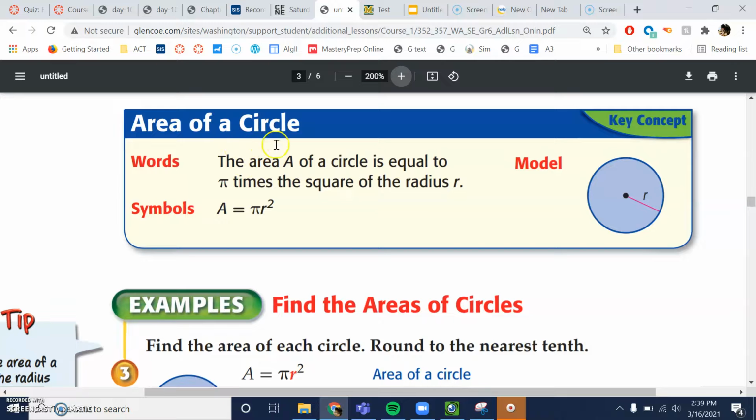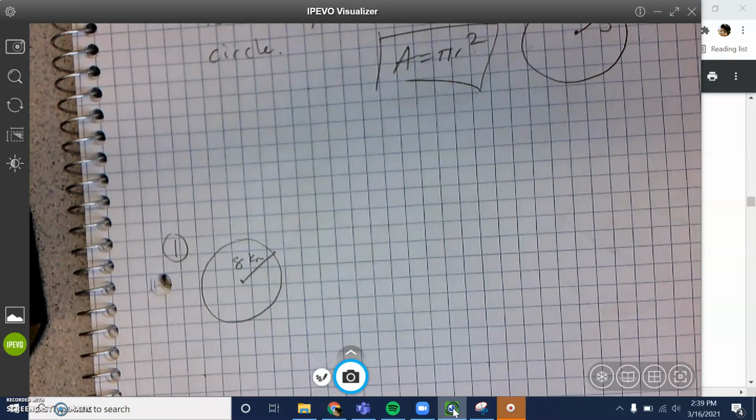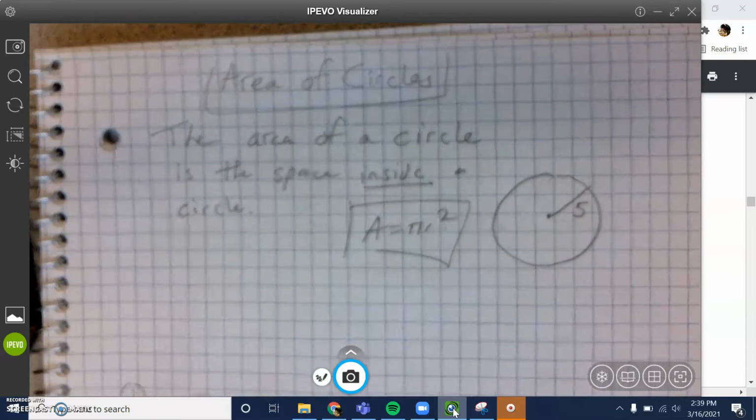Area of a circle today. All right, cool. So, area of a circle is pi r squared. Write that down in the model. Here we go. Ready? Area of a circle.